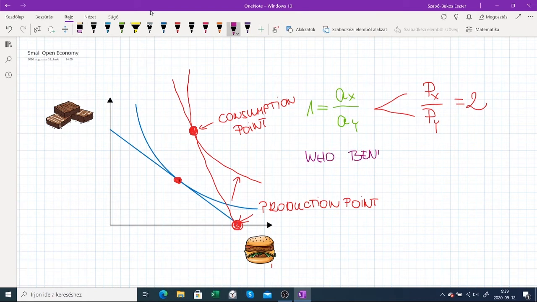So, who benefits from free trade? The first answer, the consumers. There is an increase in the consumer's utility. Consumers.